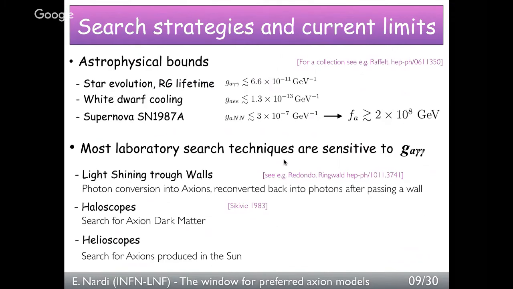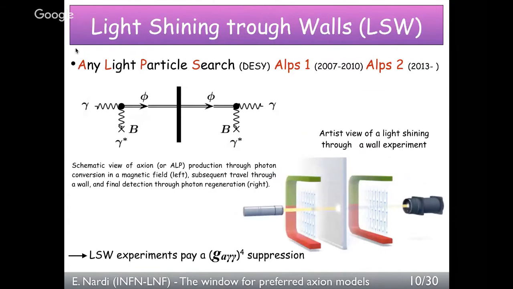So laboratory search techniques are virtually all sensitive, at least until today, to the axion photon coupling. They are of three types: light shining through the wall, haloscopes, helioscopes. We see a bit in detail. So the axion typically couples to the photon, and you can imagine that you have a magnetic field, a photon coming, it converts into an axion, it goes to a wall, again it converts into a photon. So you pay axion photon coupling here, axion photon coupling there, the square to get the rate, so a factor of g to the fourth power. That's a pictorial image of it: you shine a laser in the magnetic field, something is going through, and some of these axions that are passing through are reconverted.